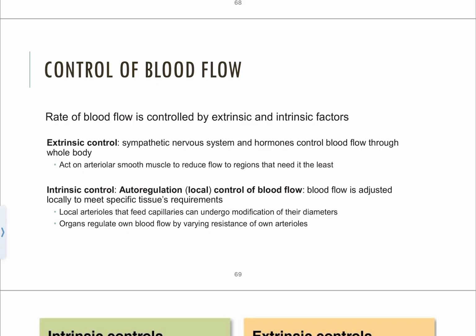brain. If we're talking about intrinsic control, again, also called autoregulation, the blood flow is adjusted locally just to help meet the specific tissue requirements. So those local arterioles that are feeding the capillaries can undergo modifications of their diameters so they can constrict or they can dilate based on the tissue's needs, and again to help maintain our mean arterial pressure. The organs can regulate their own blood flow by varying the resistance of their own arterioles. Basically, the rate of the blood flow to each tissue or organ is, again, almost the perfect amount it needs in order for it to function.